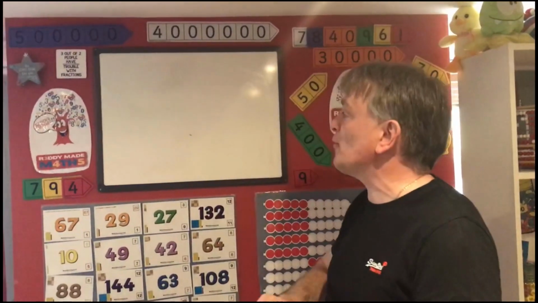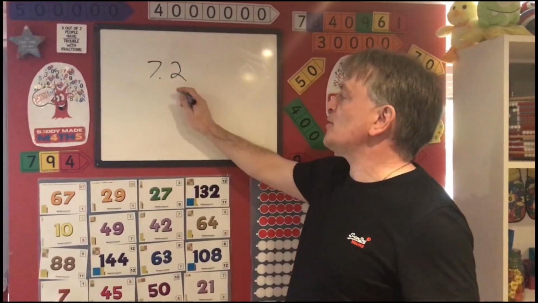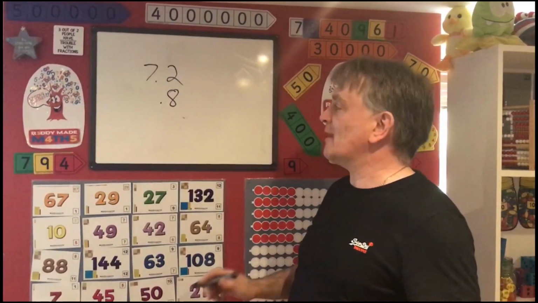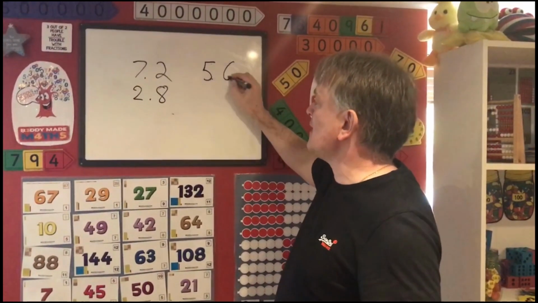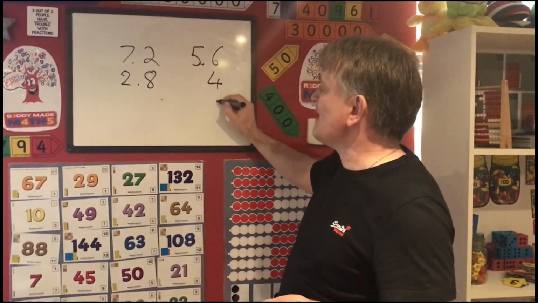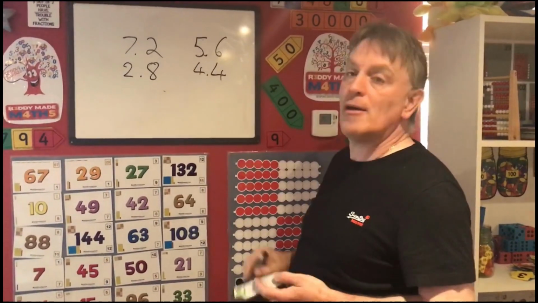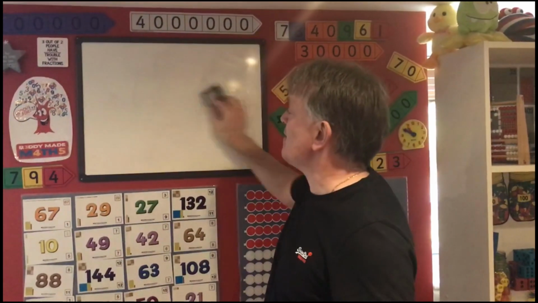If I want to do decimal bonds to 10, well, 7.2 add what makes 10? Well, 7.2 and 0.8 makes 8, and 8 and 2 is 10. 5.6 add 0.4 equals 6, and 6 and 4 makes 10. If we're doing 2 decimal places, same thing applies.